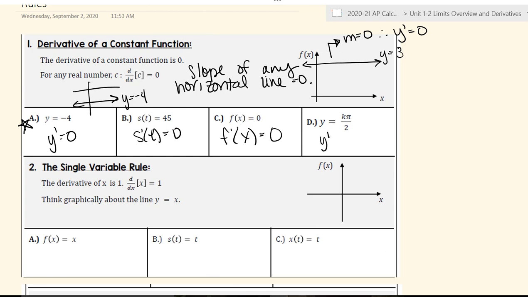And then right here, y prime equals, whenever we see pi, a lot of times we want to think, oh, pi, there's a variable, right? Because it's not a normal looking number. But remember that all of these are still going to be constants. So in this situation, we know that k is going to be some sort of value, right? Pi is about 3.14, and then 2 is 2. So if you have a number times 3.14 all divided by 2, we know that the derivative is going to be 0.